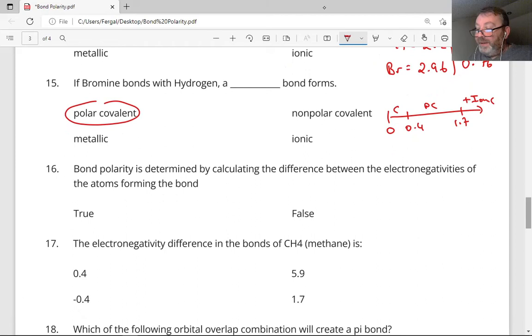Okay, bond polarity is determined by calculating the difference between the electronegativities of the atoms forming the bond. Absolutely, that's what it is. Learn the definition. Electronegativity is the relative force of attraction an atom has over a shared pair of electrons in a covalent bond. So therefore, if we're looking at polarity, it's the difference between the electronegativity that tells me how polar or non-polar or ionic that bond is going to be. So that's very true.